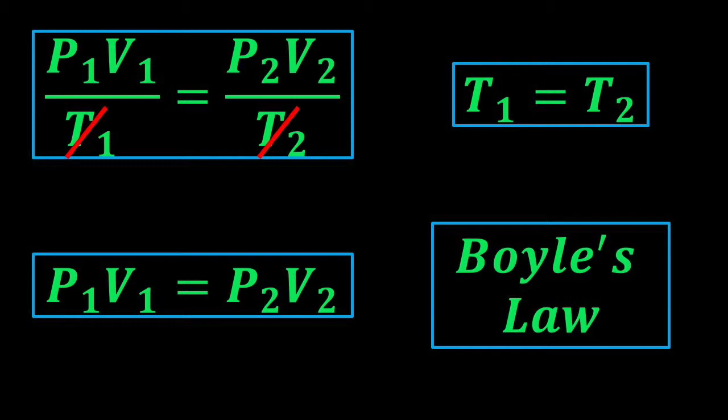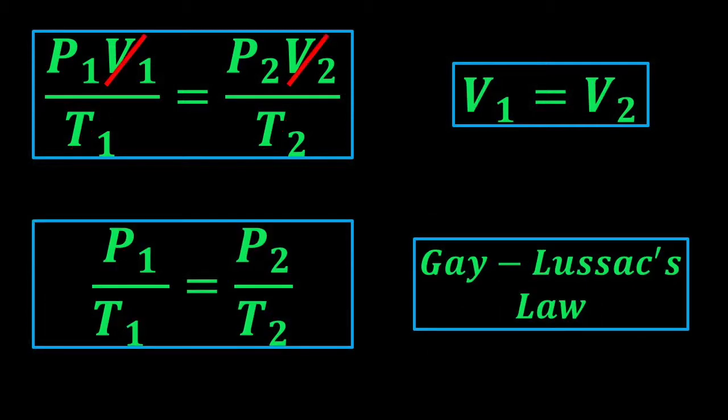Boyle's law: T1 equals T2, so the T's cancel, and you're left with P1 V1 equals P2 V2. They're the same on either side, so they cancel. So if it was 2 and 2, it would cancel. Okay, Gay Lussac's law: V1 equals V2. So there you have it.